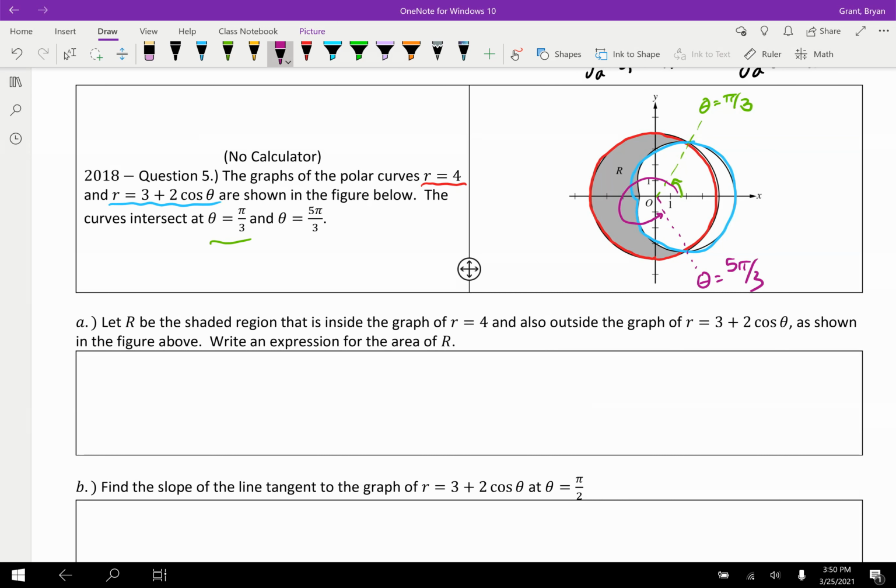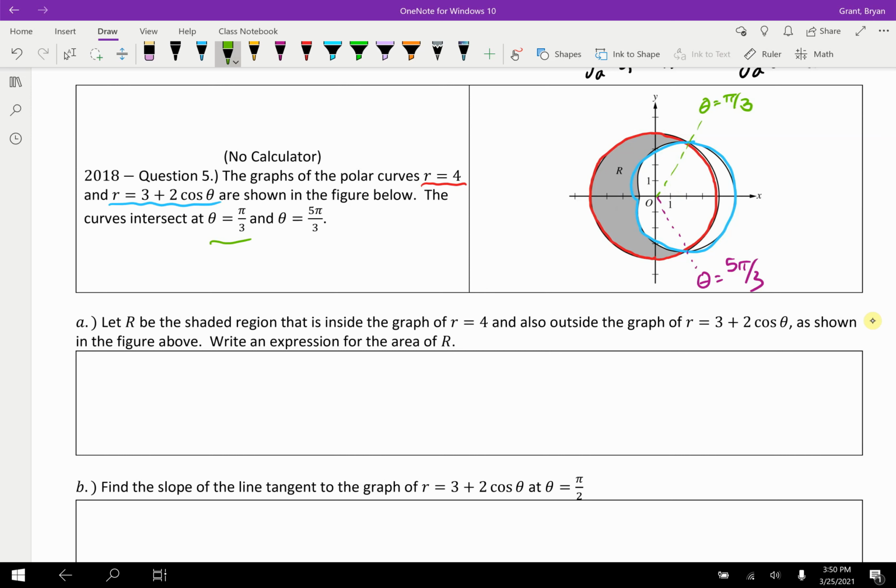All right, moving on to part A. Now that we've set everything up, we are going to go through and find the area of R, which is that shaded region inside the red circle, but outside the blue cardioid there. And we just need to write the expression. We don't actually have to find it.